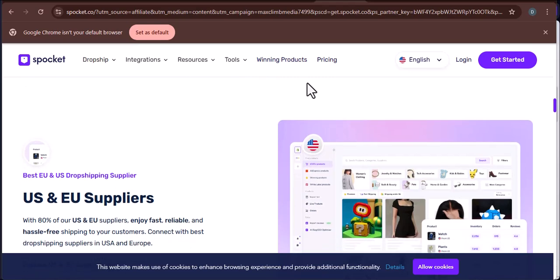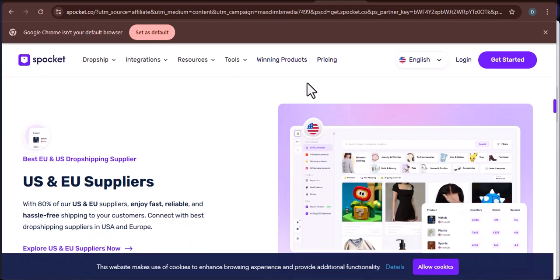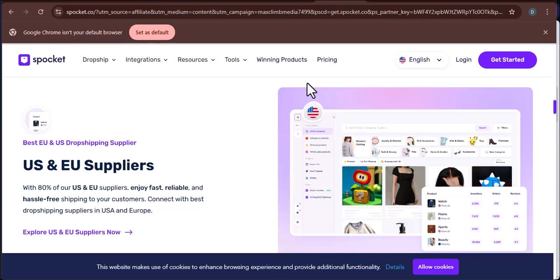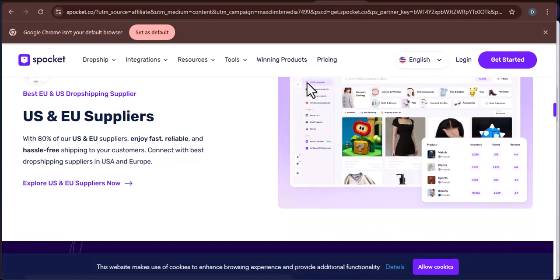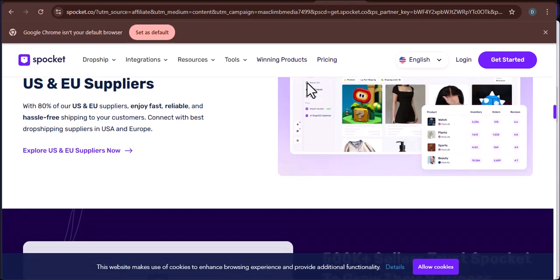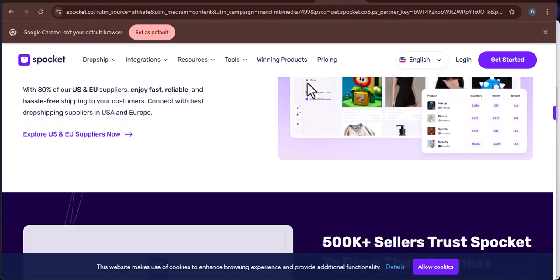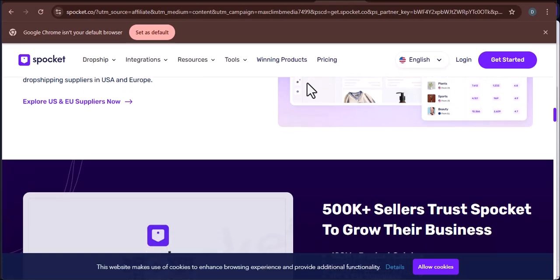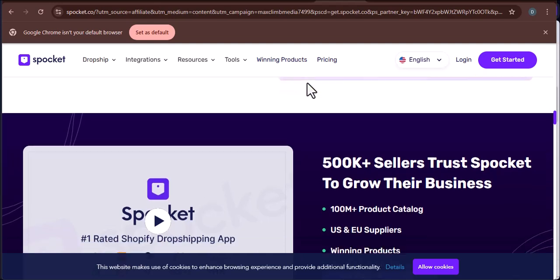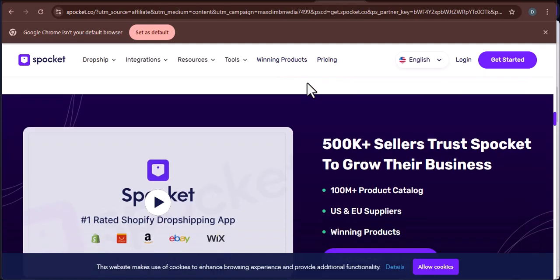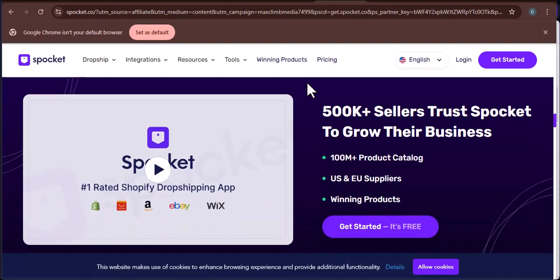Pros of using Spocket. There are a number of pros to using Spocket. Here are a few of the most important ones. No inventory. You don't have to hold any inventory yourself. This means that you don't have to worry about storage or shipping costs. Wide selection of products. Spocket has a wide selection of products to choose from. This means that you can find products that are relevant to your niche.